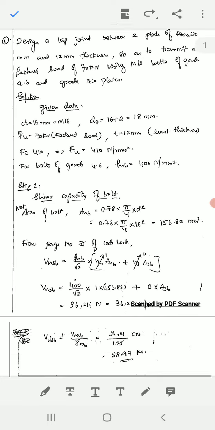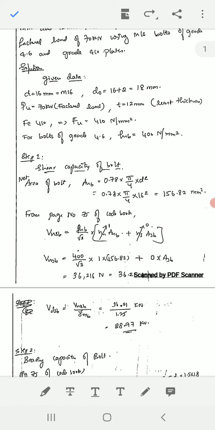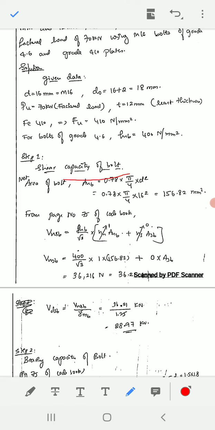Then we'll go with the shear capacity of the bolt, where the net area of the bolt we have to find first, that is Anb. This is needed to calculate shear capacity. Anb is 0.78 pi by 4 d square, a formula where 0.78 is the constant value. Don't be confused, 0.78 is the constant value. 0.78 into pi by 4, d is 16, so 16 square, will get 156.82. Now we have to solve the shear capacity.